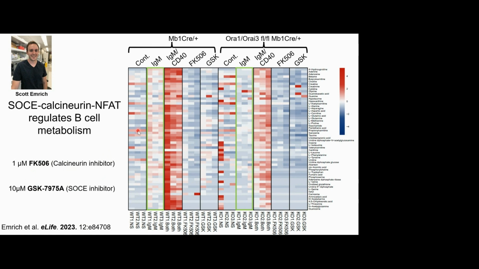And this is a theme now, this CRAC channel connecting to metabolism via NFAT, via IRF4, via MYC, and that sort of thing. This is a theme that is common. I mean, the work from Stefan Feske on T cells, Murali Prakriya on astrocytes, ours on smooth muscle and B cells. So I think this is how this pathway controls growth.